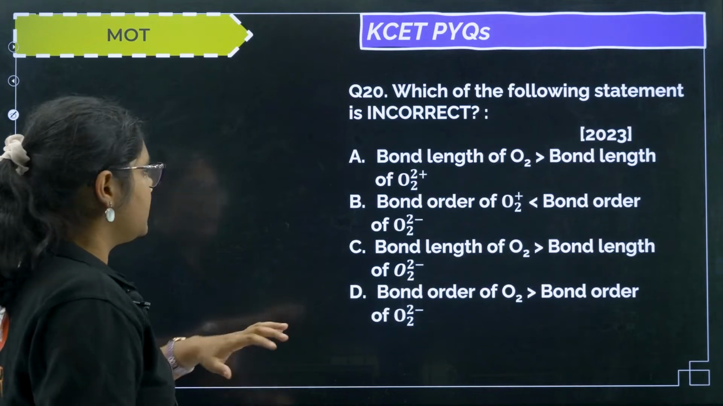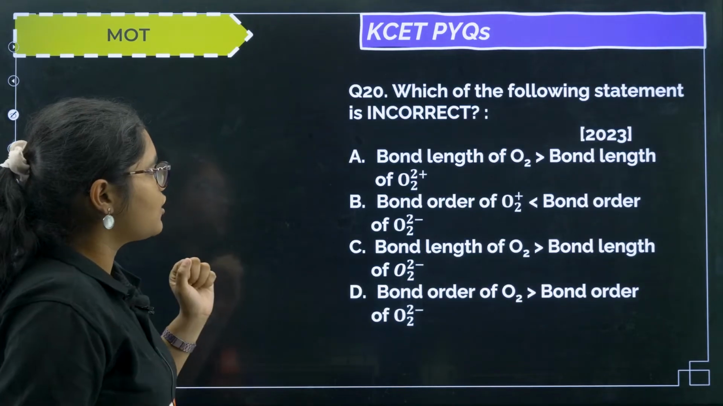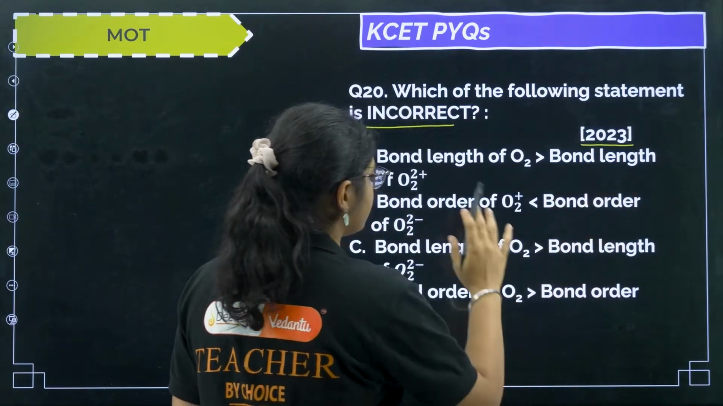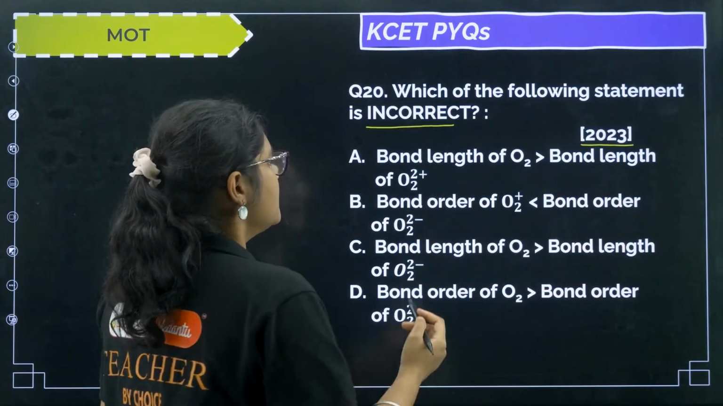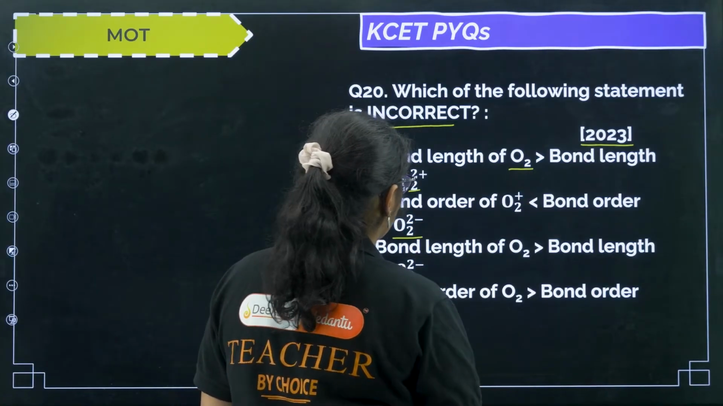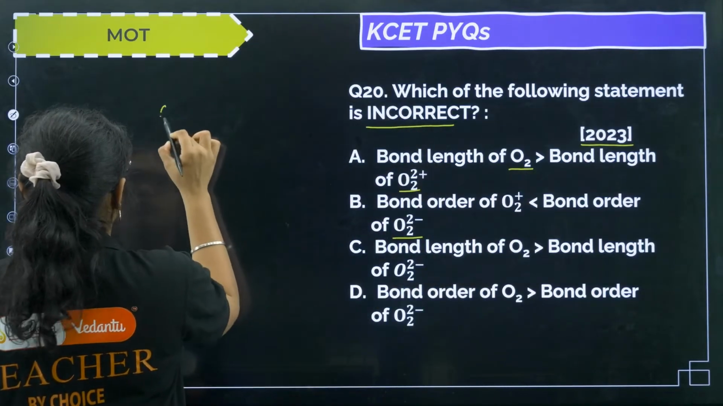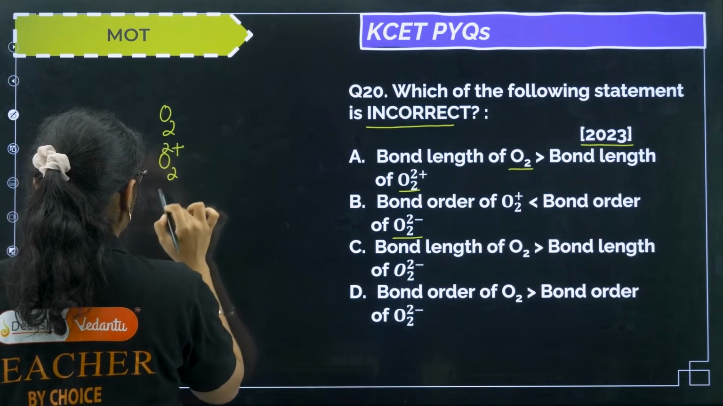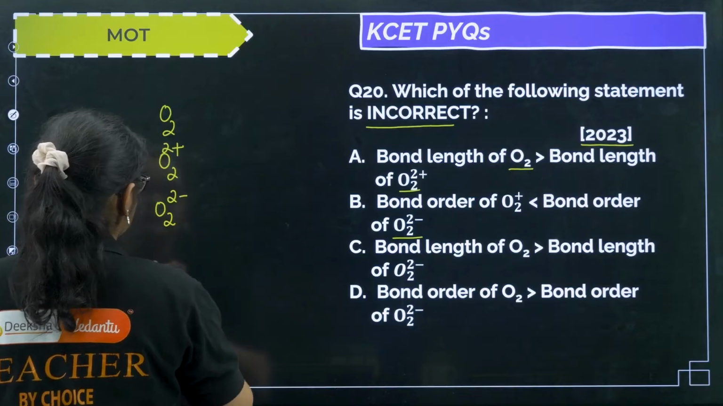Next, question number 20 is about your MOT. Which of the following statements is incorrect? 2023 question, bond length and bond order questions have been asked. So first let us see the species that are given: O2, O2 2 plus and O2 2 minus, right?